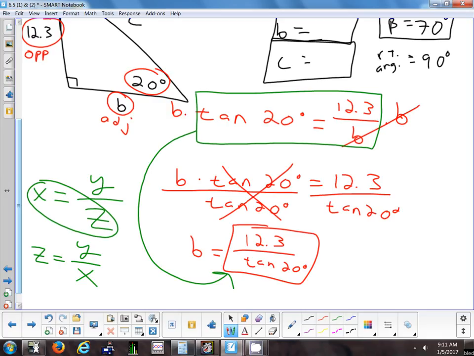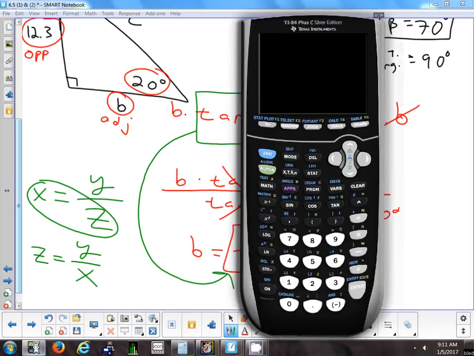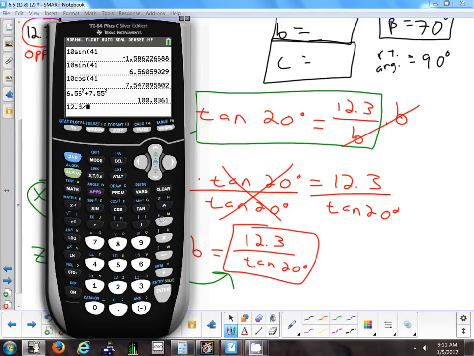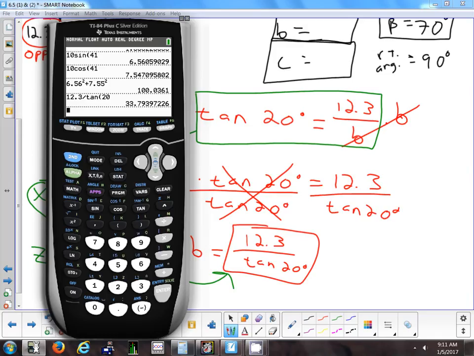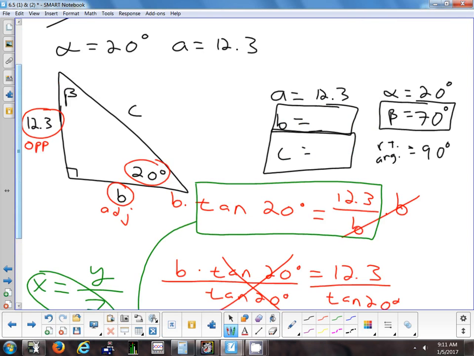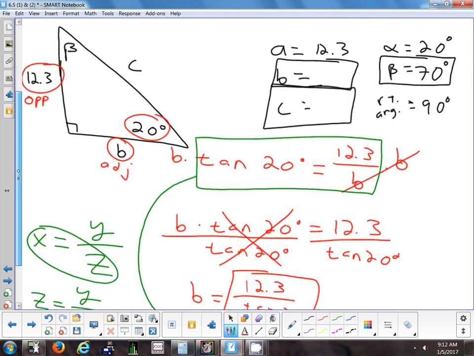All right, so now let's type that in and see what we get. All right, so we got 12.3 divided by tangent 20. I didn't close my parenthesis, but it's not important because nothing else was coming after it. So it was the last thing. And we get about 33.79. What side did we just find? B.